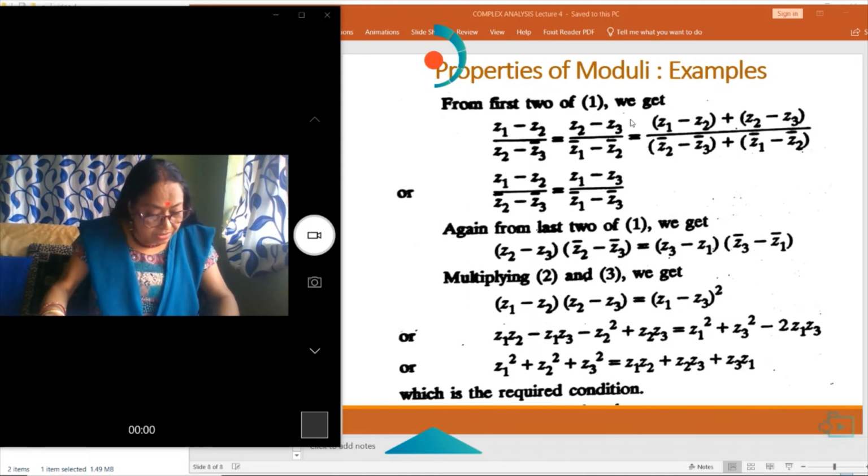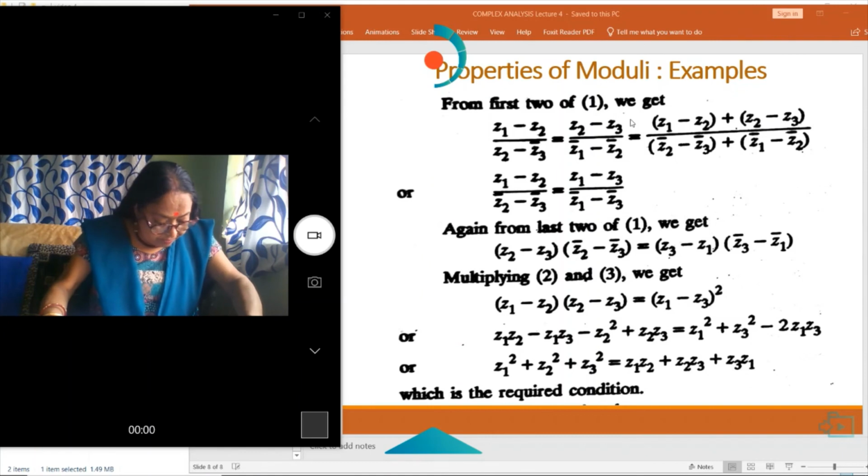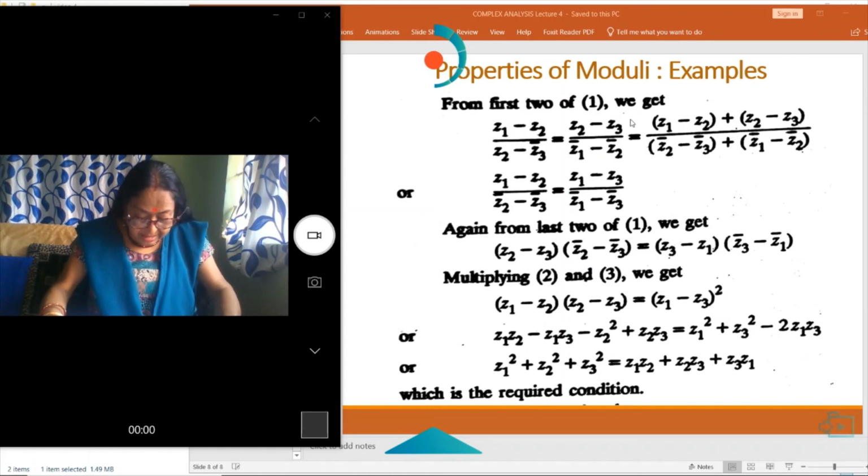So then after calculation we get equation 3. Then multiplying equations 2 and 3 we get Z1 minus Z2 into Z2 minus Z3 is equal to Z1 minus Z3 the whole square. So after calculating it we get Z1 square plus Z2 square plus Z3 square is equal to Z1 Z2 plus Z2 Z3 plus Z3 Z1. Hence proved. This is a very important example.